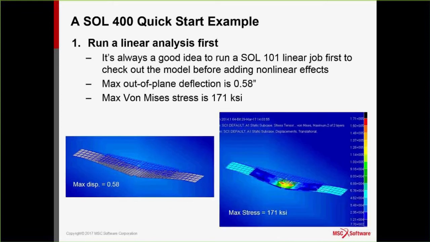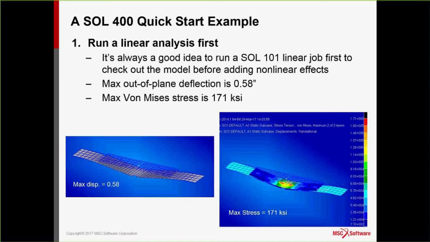Also, let's look at the stress. The maximum von Mises stress is 170 KSI. This part is made of aluminum alloy 2024-T3, so Fty is about 45 KSI. So definitely we're way beyond the yield strength of the material.